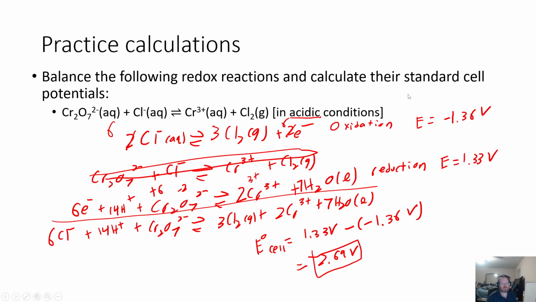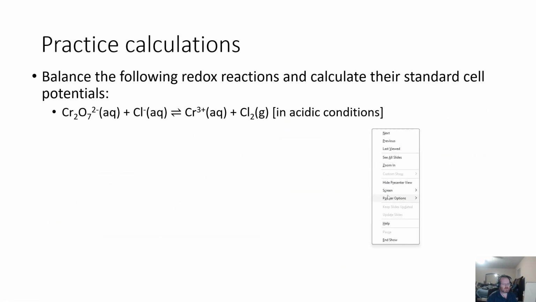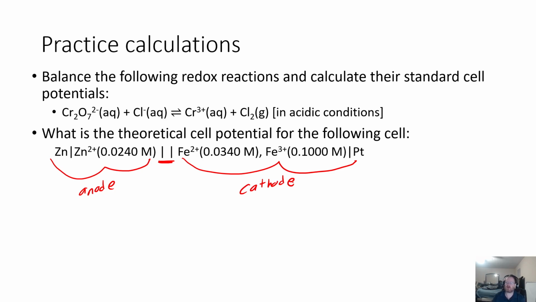We've got one more problem to do, so I'm going to erase all ink, bring my pen back up, and let's do one more. So I'm going to look at the theoretical cell potential for the following cell. As a reminder, this represents our salt bridge, so we're going to split this up into two parts. The left side is going to be our anode. That's where our oxidation happens. The right side is going to be our cathode. That's where the reduction happens. So we need to write our equations as oxidation and reduction.